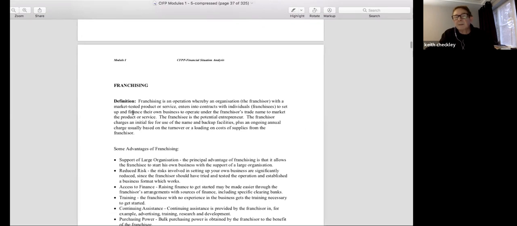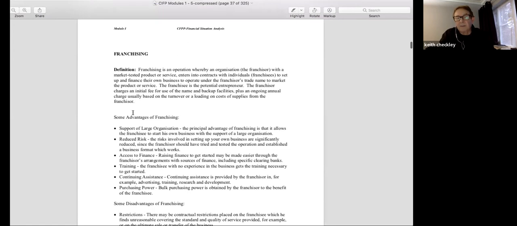Now there's a section in here on franchising. I won't go through this blow by blow because it just talks about what a franchise actually is, and then some advantages and disadvantages, which you can read through. Can anyone think of a franchise style operation in Nassau? Anyone give me an example?